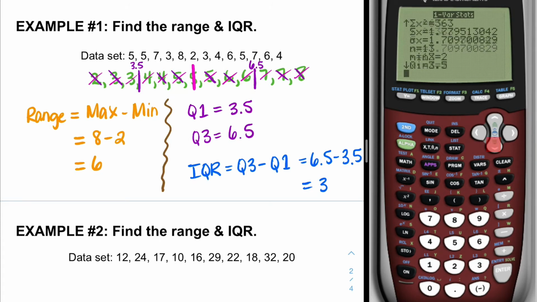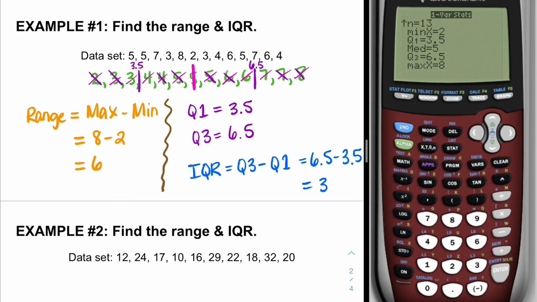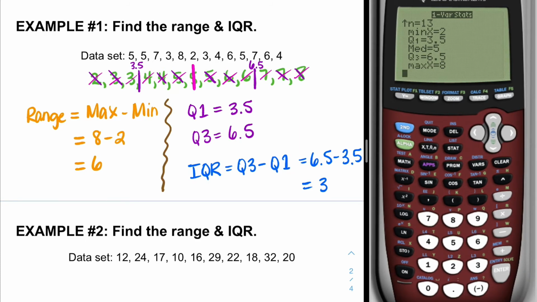So as you can see here, range is max minus min. If we scroll down, you will see max and min written. The max was 8 and the min was 2. And if we do 8 minus 2, we do get 6. And then if we look for the quartiles, we see that quartile 1 is 3.5 like we got by hand, and quartile 3 is 6.5. If you subtract those, of course, you get 3. So we know that this information is correct by looking in the calculator.